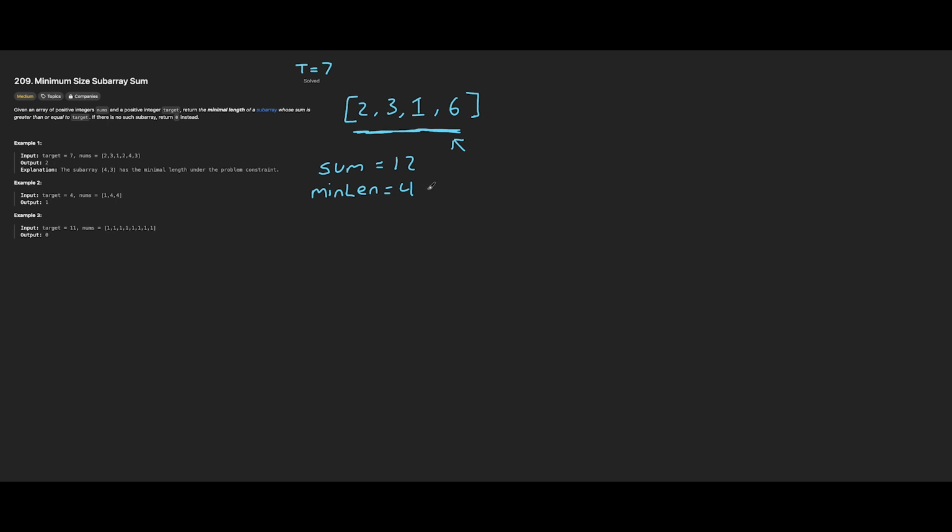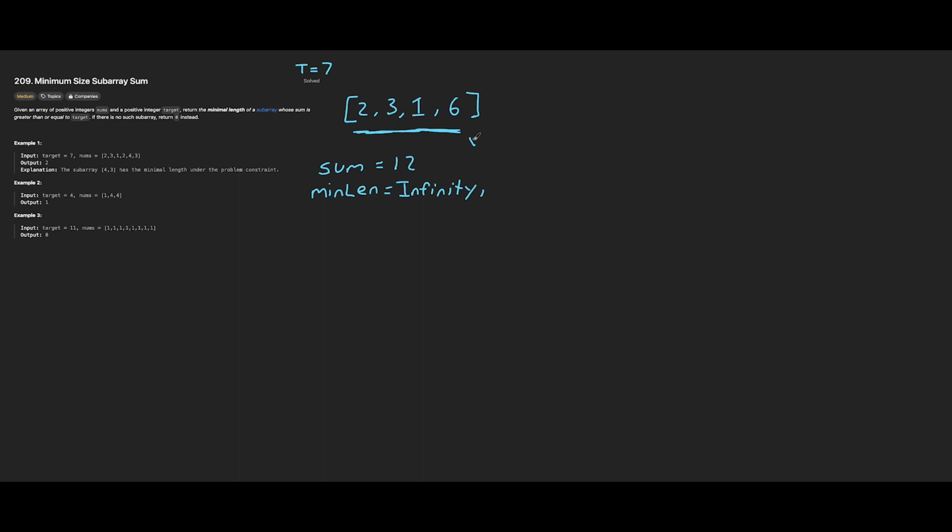But what should we set our min length to before the first subarray whose sum is greater than or equal to 7? Should we set it to 0? Should we set it to 1? What should we set it to? In our solution, we're going to set it initially to infinity. You might be thinking, well, I've never set anything to infinity in code before. Why would we do that?